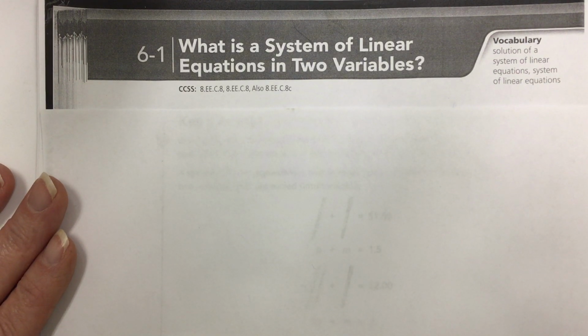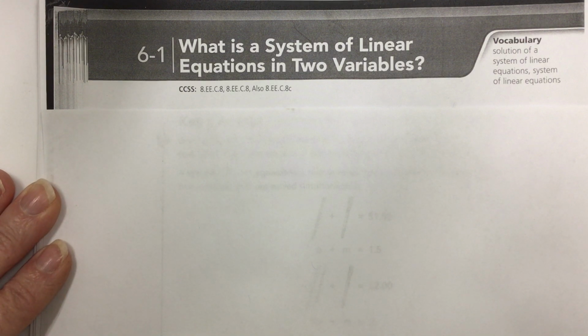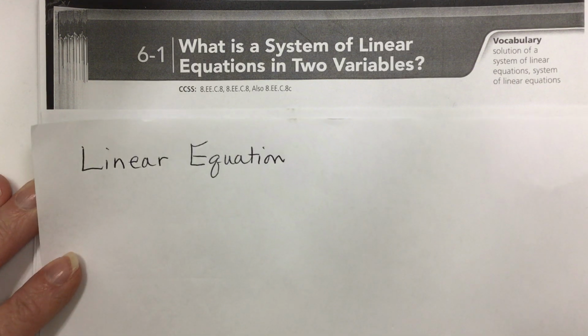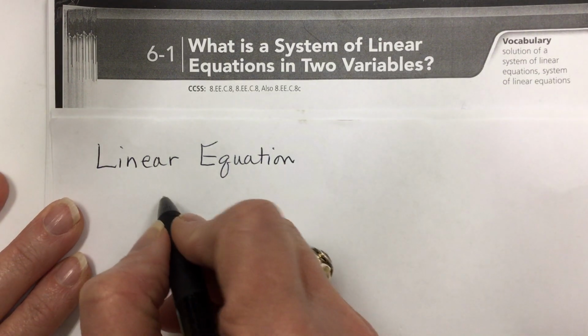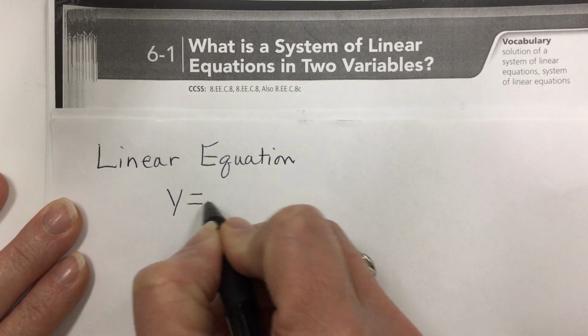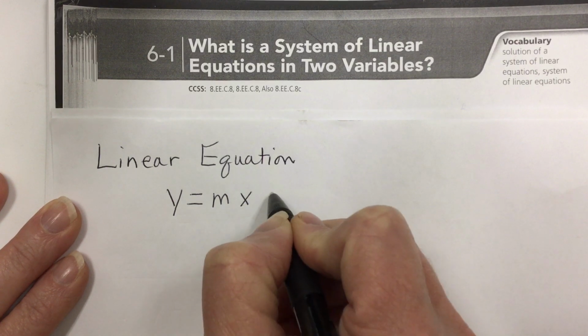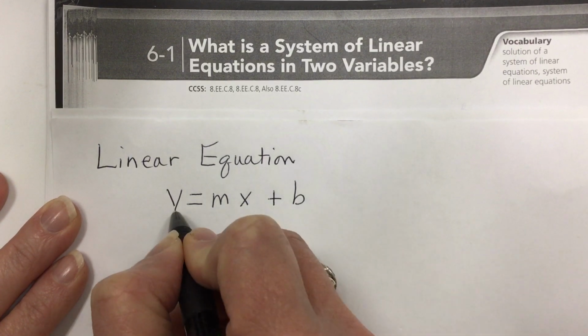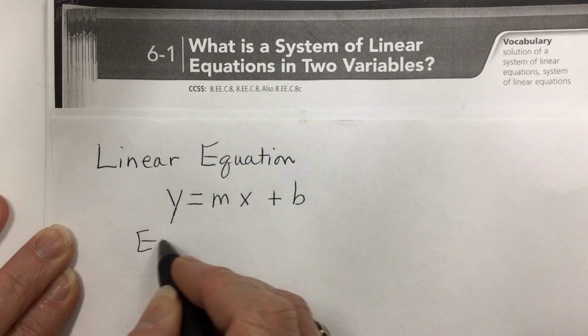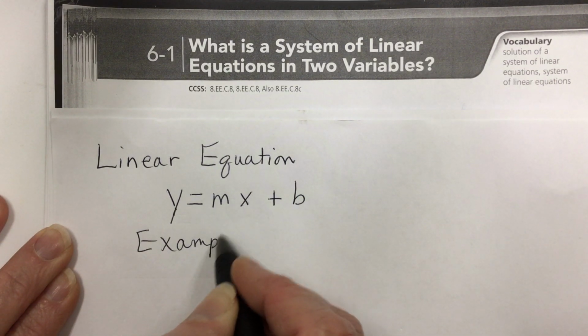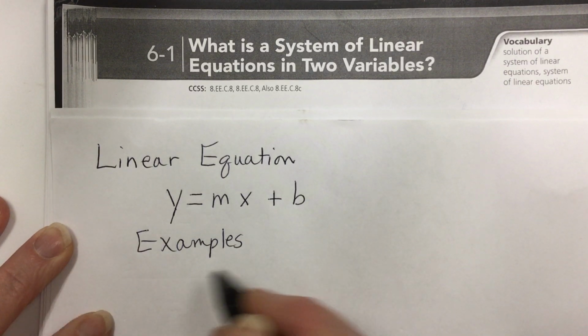Section 6-1. What is a system of linear equations in two variables? I first want to talk with you about a linear equation. I want to remind you that a linear equation is an equation that can be written in the form of y equals mx plus b. So let's look at some examples of a linear equation.